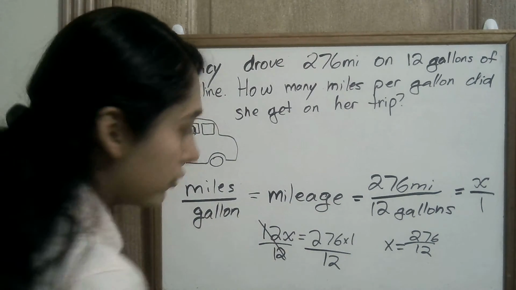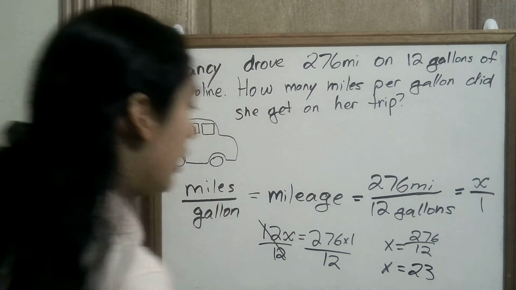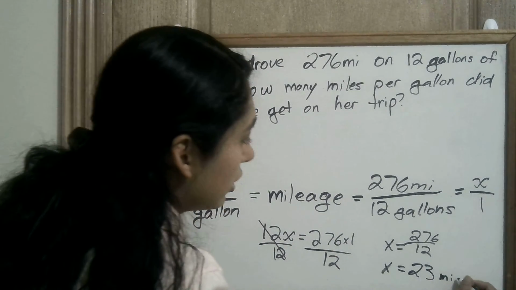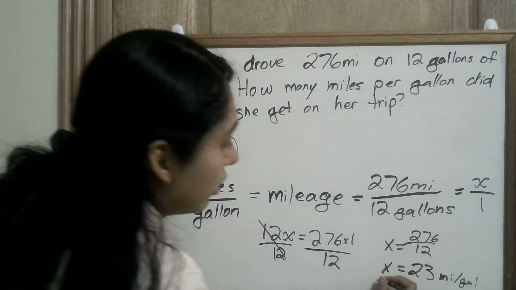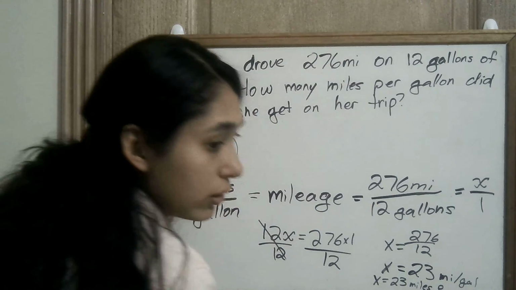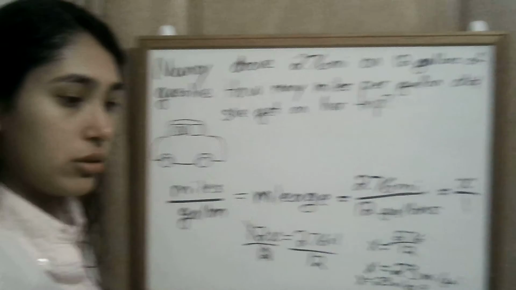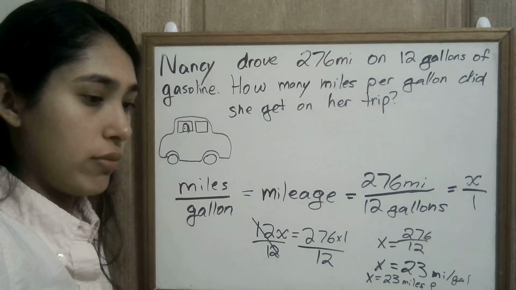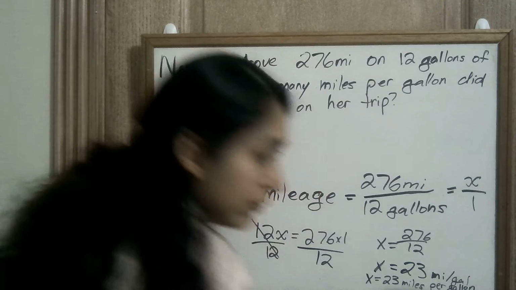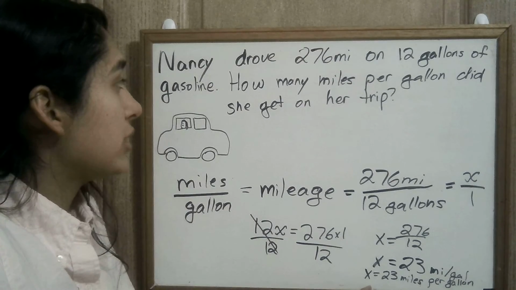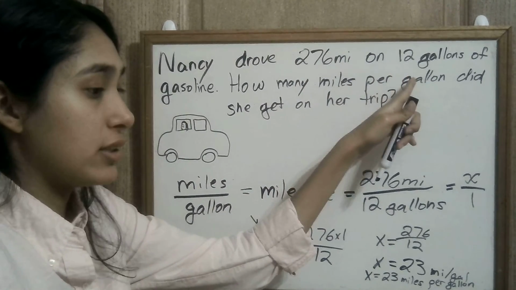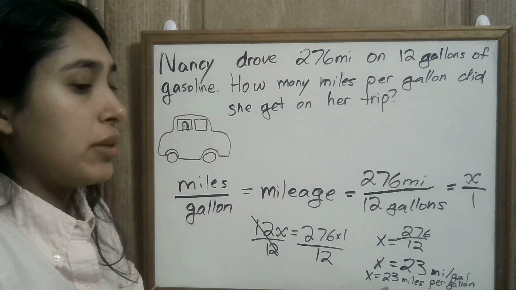So 276 divided by 12, we know that to be 23. And since we know that our unit right here is going to be miles, all divided by 1 gallon, you can write it like that, or we can just say 23 miles per gallon. So our answer is that Nancy, on her 276 mile trip, where she used 12 gallons of gasoline, had a mileage of 23 miles per gallon.